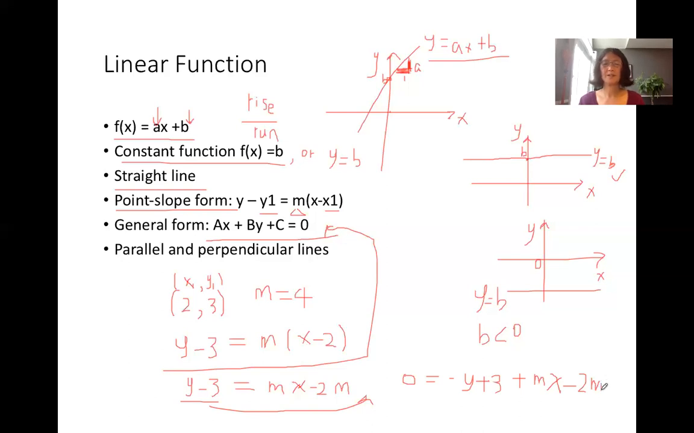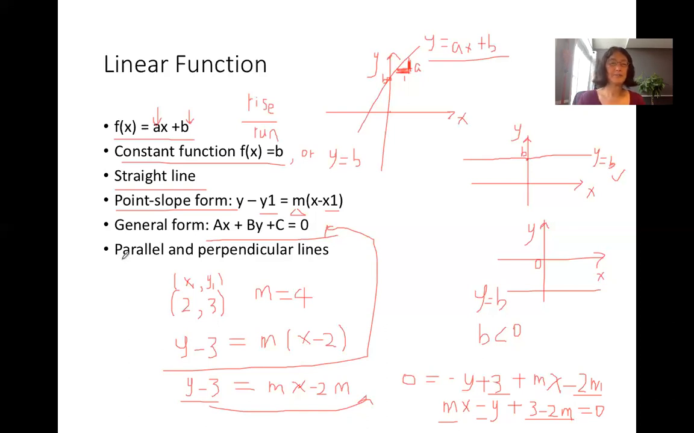Now you take this is mx, this is negative y, and this is the constant term, 3 minus 2m. You combine them together: mx minus y plus 3 minus 2m equals 0. This is the general form of the linear equation, where a equals m, b equals -1, c equals 3 minus 2m.